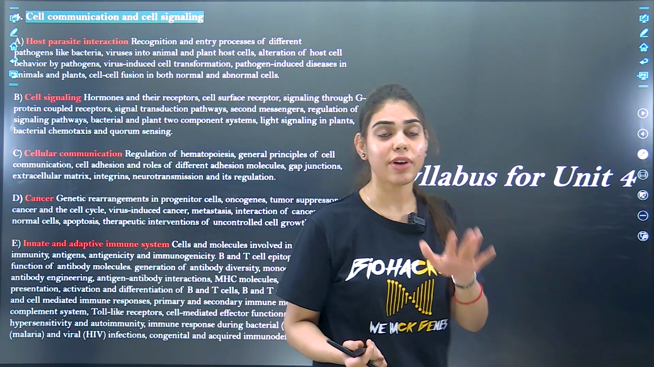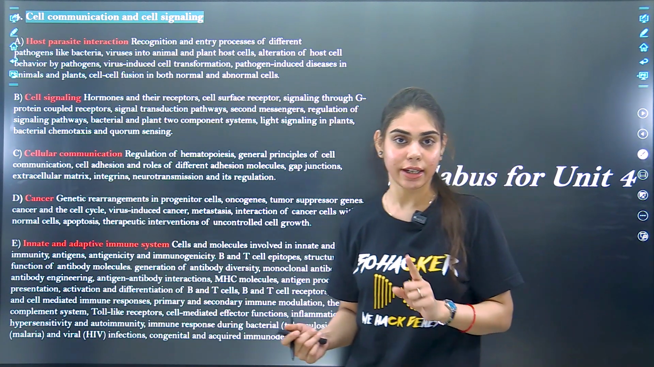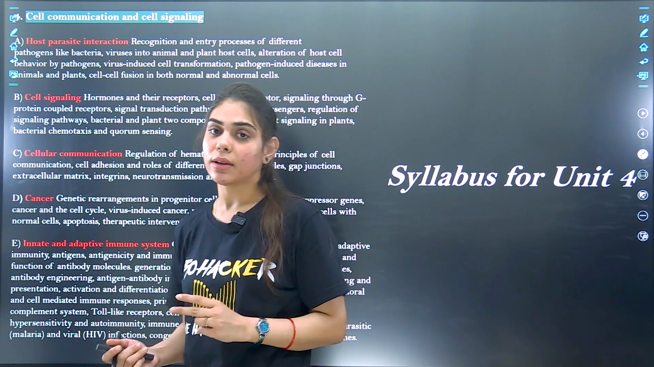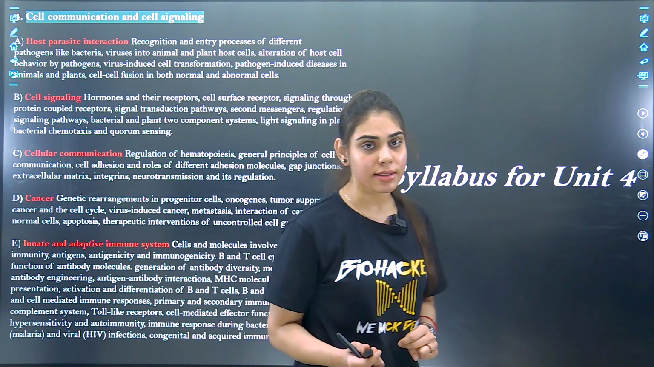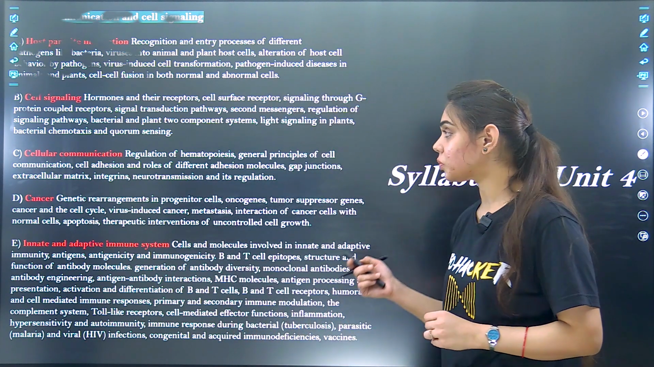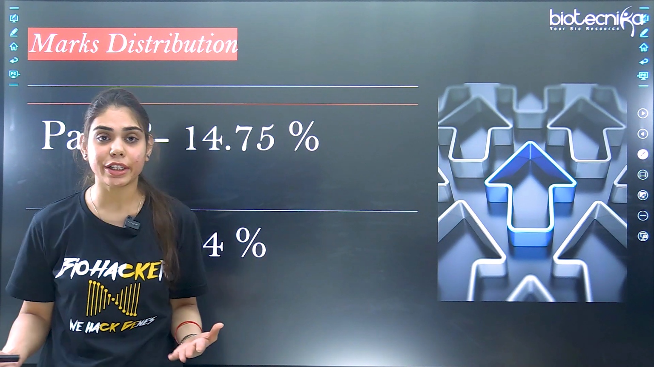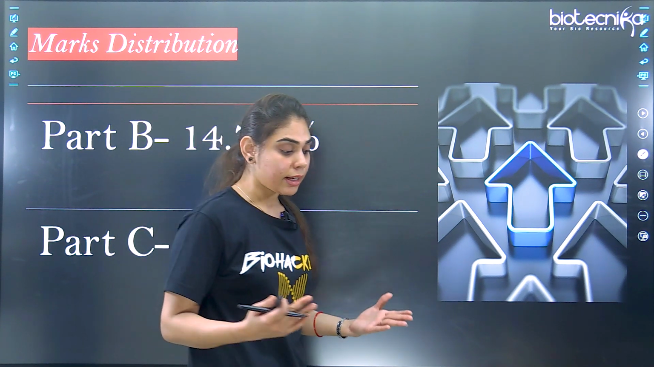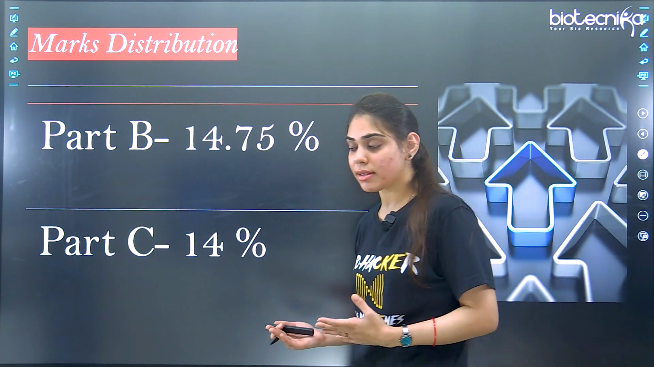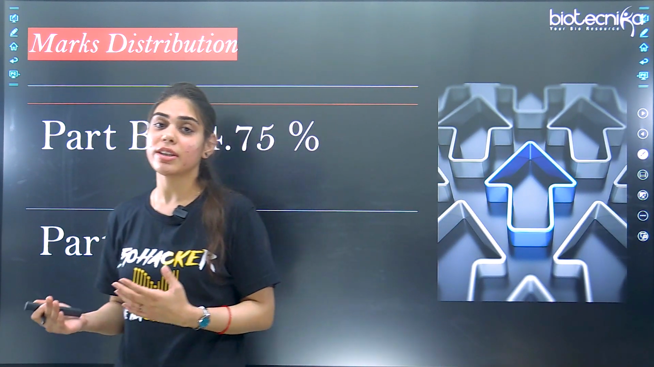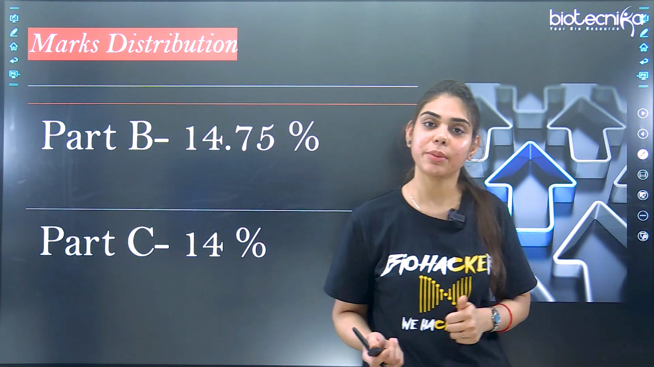If you see, there are 5 subparts included in this unit. First is host-parasite interaction. Second is cellular signaling. Third is cell communication. Fourth is cancer. And fifth is immunology. Now coming to marks distribution. What is the weightage of this unit? On the basis of previous year question analysis, it is found that the weightage of this unit for part B is 14 to 15%, and for part C it is about 14%.